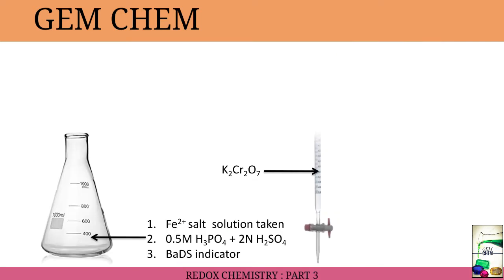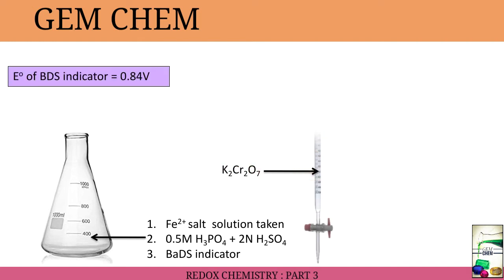Now if we consider this for titration, then in the conical flask we take Fe2+ solution and 0.5 molar phosphoric acid and 2 normal H2SO4. Acid is required to maintain the acidic pH. Next we will take an indicator, which is a redox indicator, BDS indicator, and we will take K2Cr2O7 solution in the burette. The E0 of BDS indicator is 0.84 volt.